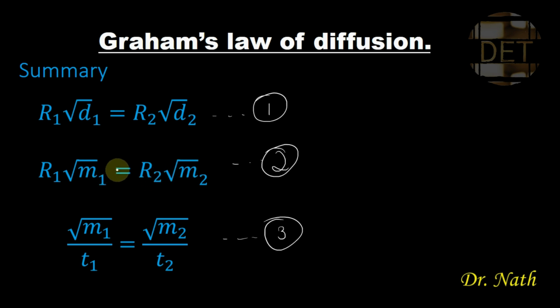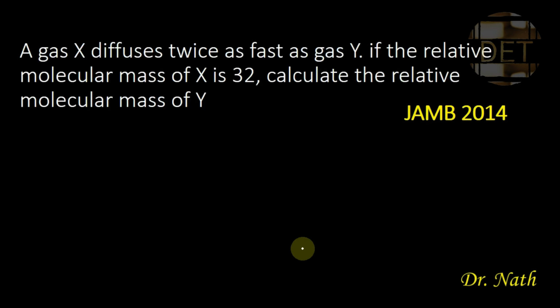When the rate of diffusion of the gas and the relative molecular mass of the gas is given, you can use this formula. Then the third formula is square root of M1 over T1 is equal to square root of M2 over T2. You use this formula when the relative molecular mass of the gas is given and also the time. So having known this, let's take our first example. The first example is a JAMB question from the year 2014.